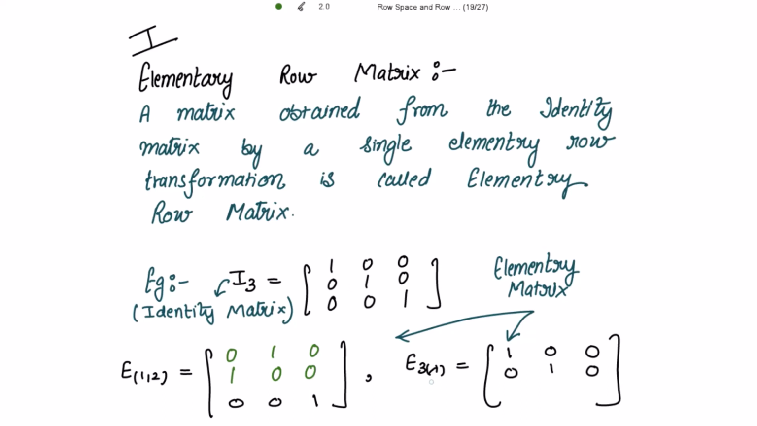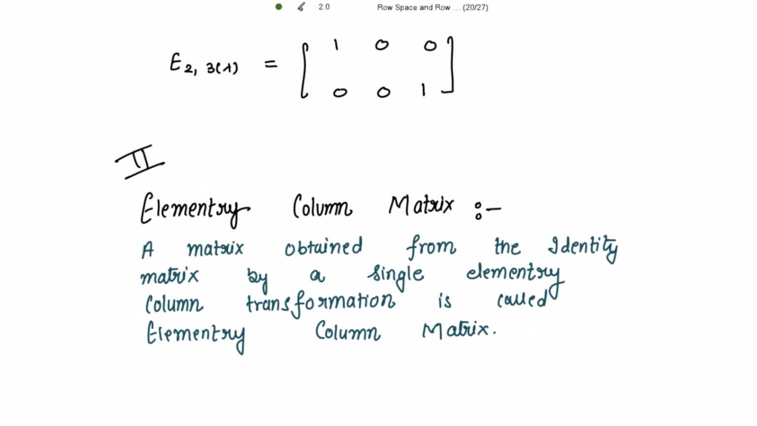Suppose in another example, I am applying the row operation E3 lambda. Lambda is any real number, right? So let me multiply row 3 with lambda. The first row and second row will be as they are. I am just applying the operation on the third row. So the third row becomes 0 0 lambda.